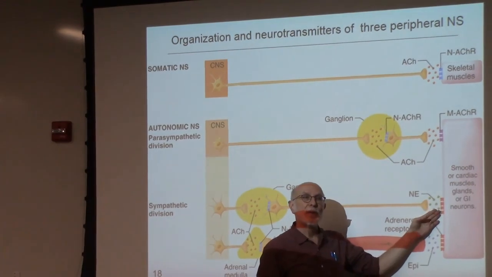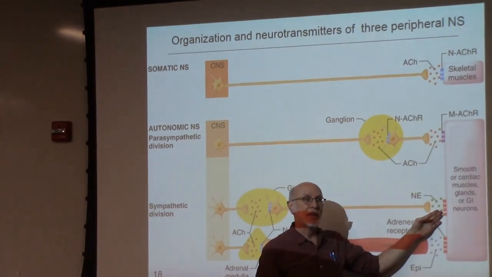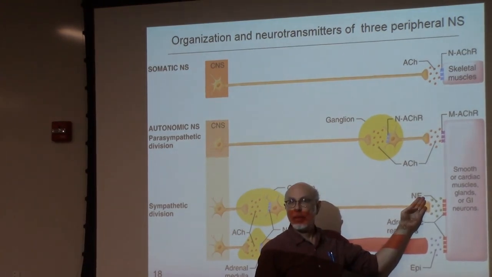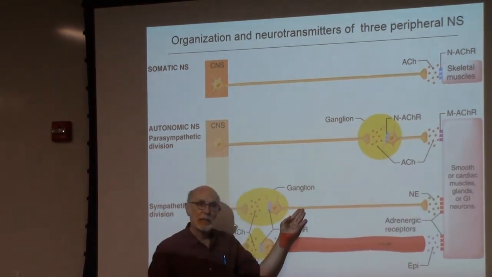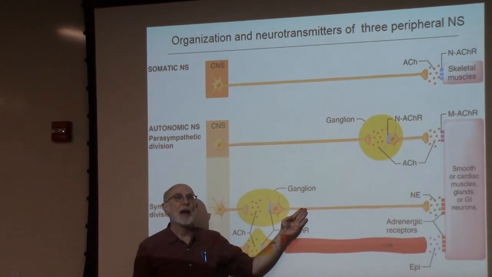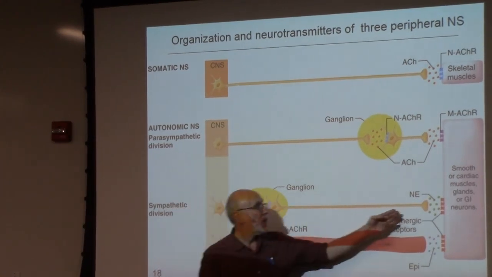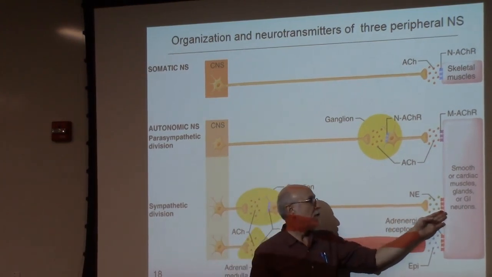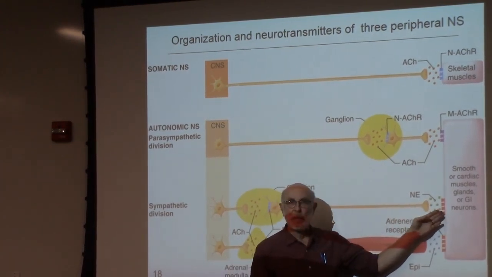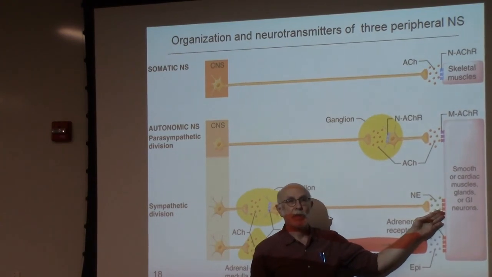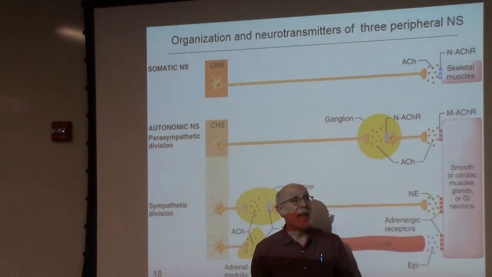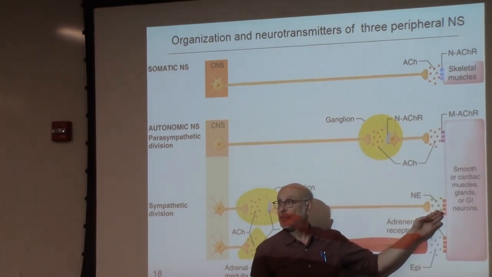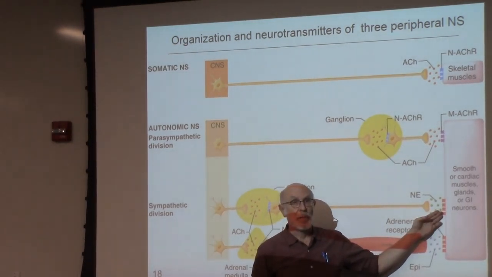The neurotransmitter released by the postganglionic neuron is norepinephrine. So what kind of neuron is this? Adrenergic or noradrenergic neuron, because it releases norepinephrine. And the types of receptors on the target are adrenergic receptors. And they can either be excitatory or inhibitory because it depends on whether they're Gs or Gi coupled.